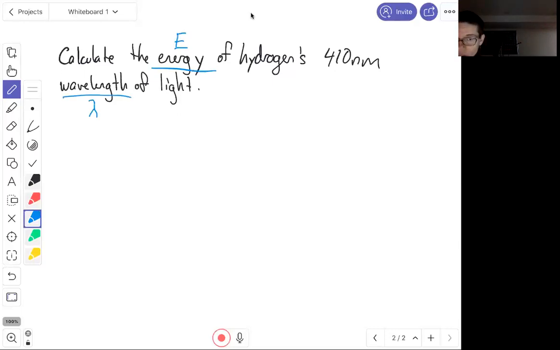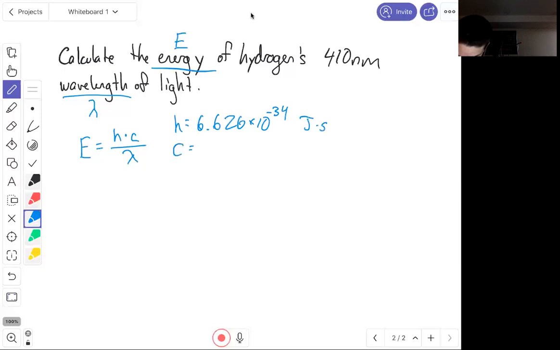So the question is asking you to find the energy, and they've given you wavelength. When you look on your calculation sheet, you have one formula that includes both of those things. And that formula is E equals H times C over lambda. So remember that H is Planck's constant, and it's 6.626 times 10 to the negative 34th joule seconds, so that's joule times seconds. C is the speed of light, 2.998 times 10 to the 8th meters per second.